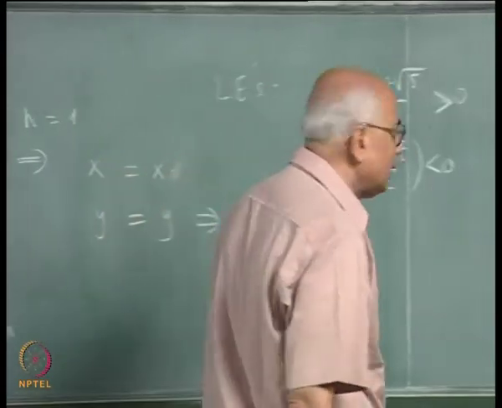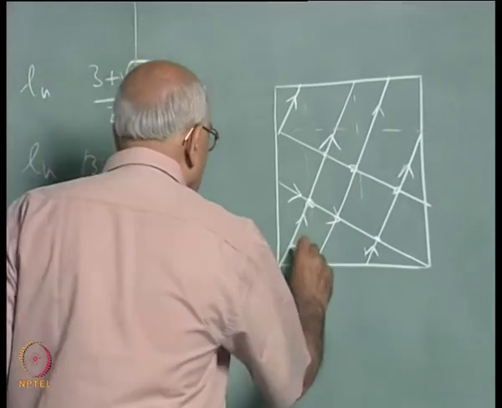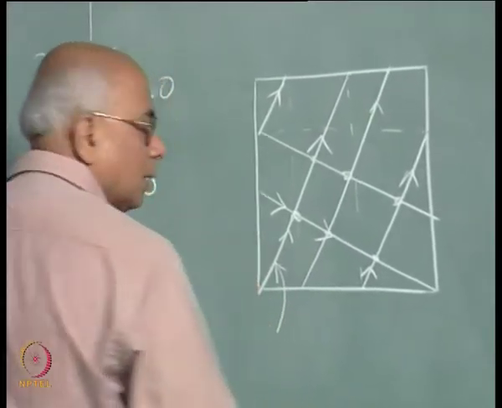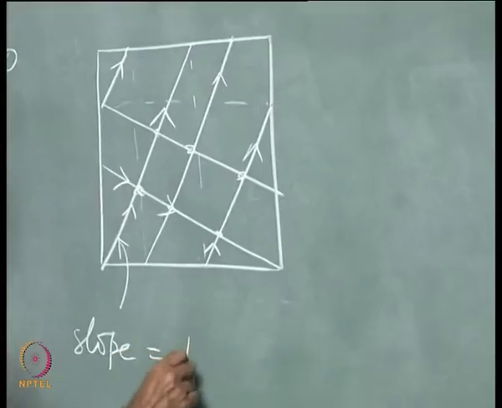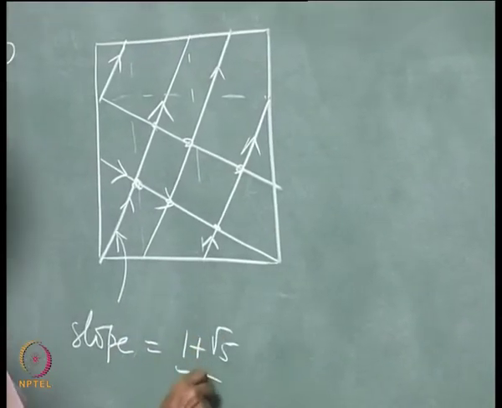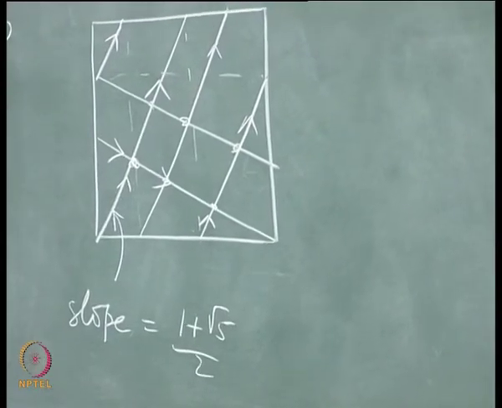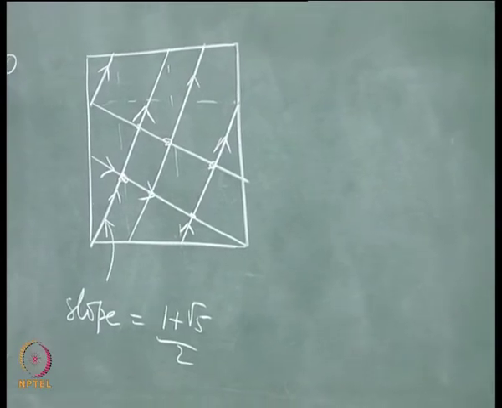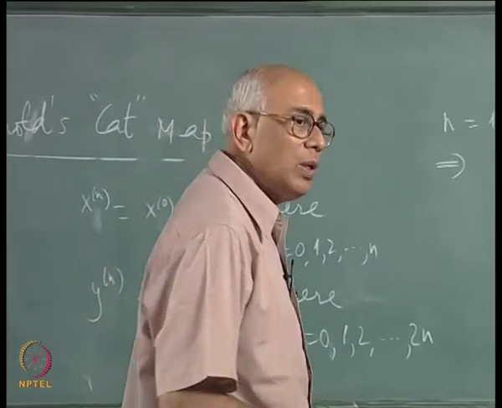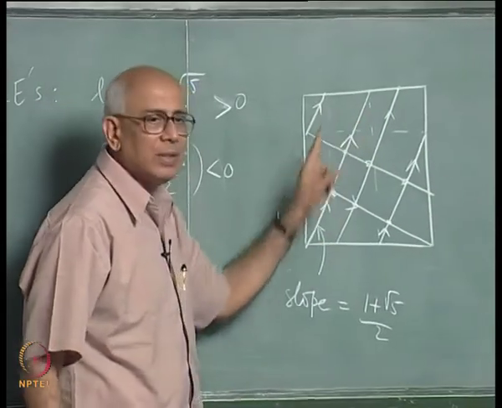But tell me, what happens to this line? This line here, let us look at this guy here. The slope of this line is 1 plus root 5 over 2, 1.618 or something like that, some irrational number. What is special about this line? What sort of points can lie on this line?